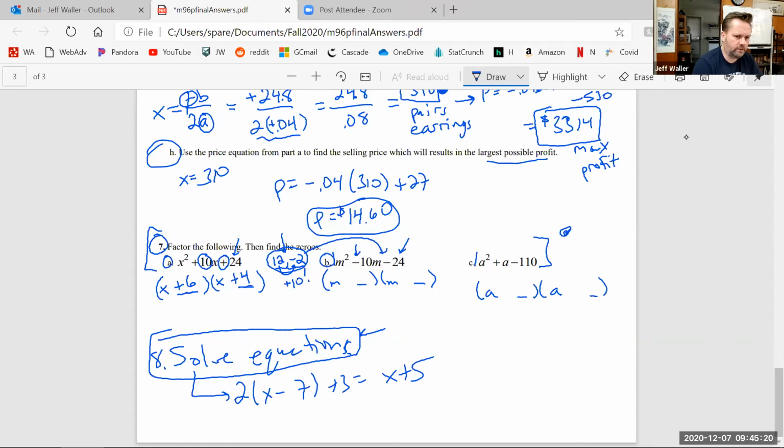So what's the right answer for part B? You could do it instead of positive 12 and -2, -12 and +2. Yeah, see, that still makes -24. And now when you add them, it comes out negative because the bigger one's negative. Check. And then part C, I like this because I told you what to do if the middle term is a 1 and the last term is negative. That means I need 2 numbers that are 1 apart that make 110 when you multiply them.